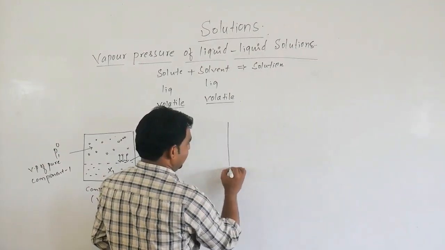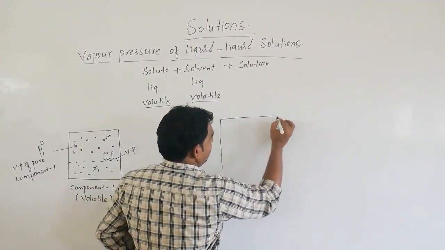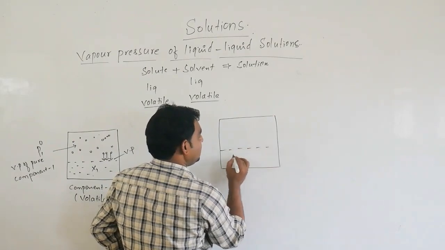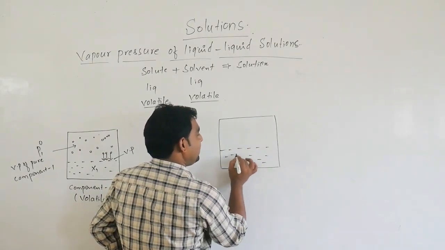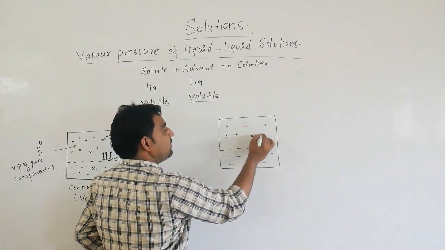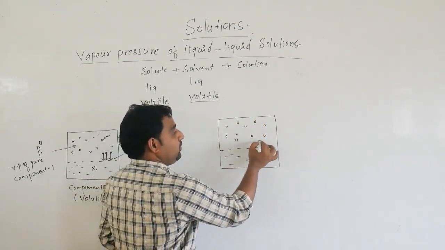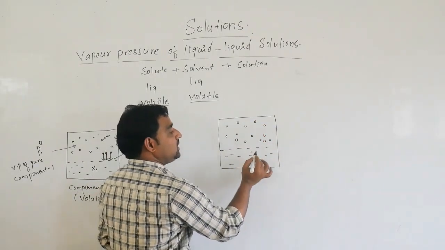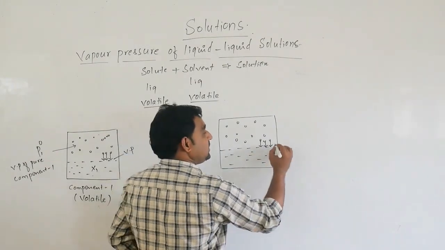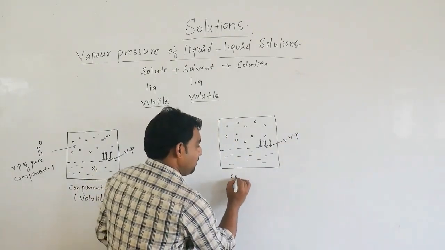One more volatile liquid, which is also taken in a closed container. When the second pure component is allowed to evaporate, part of the liquid will evaporate and form vapors on the surface of the liquid. The evaporation process increases, and vapor molecules also increase. These vapor molecules will exert a pressure on the surface of the liquid. That pressure is also called the vapor pressure of this liquid. This is the pure component, component number 2.